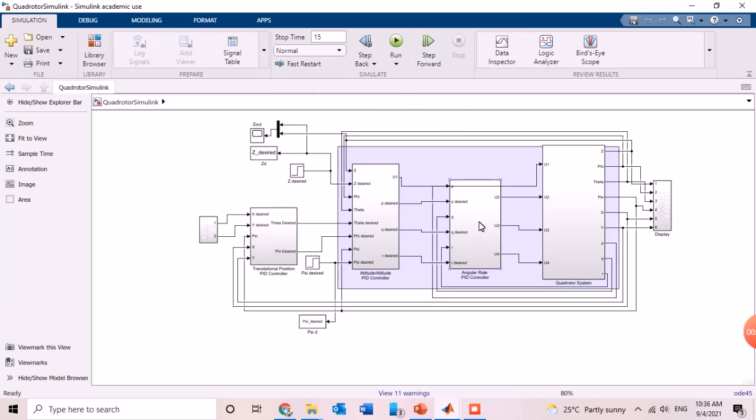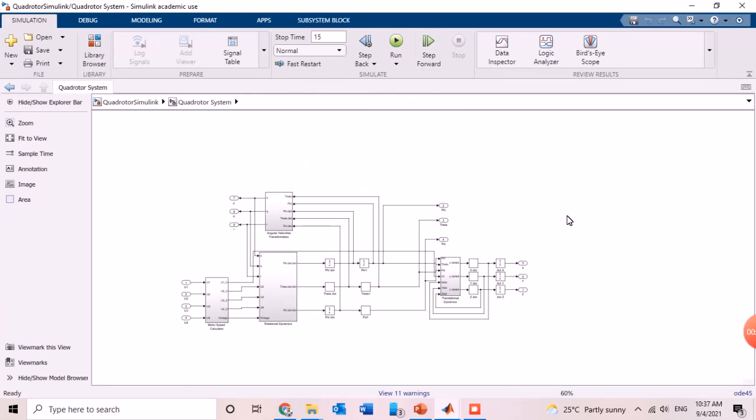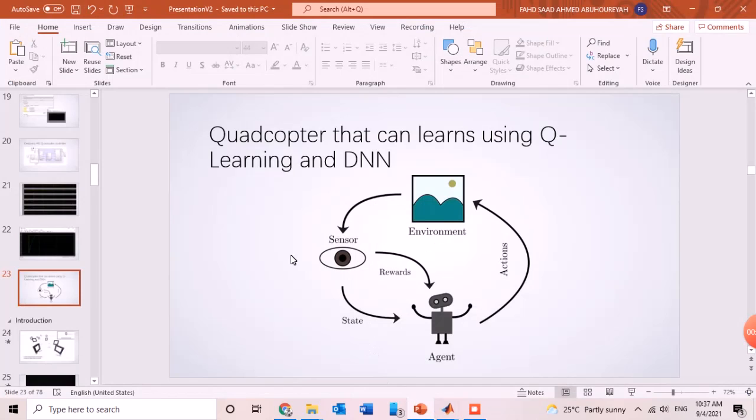So here is the PID design, and here are the subsystems of the PID, and here are some of the representations of these systems. So to go further, we are trying to build a system that is able to control the movement of the quadcopter in a smooth way.